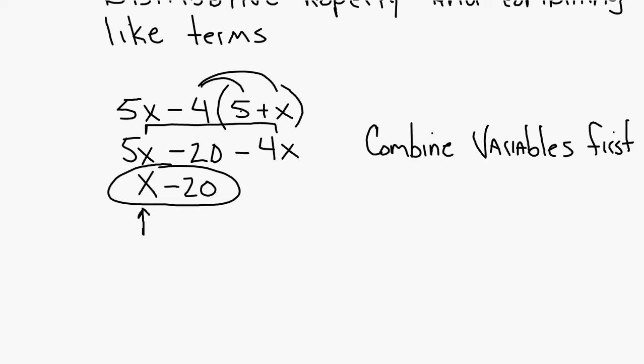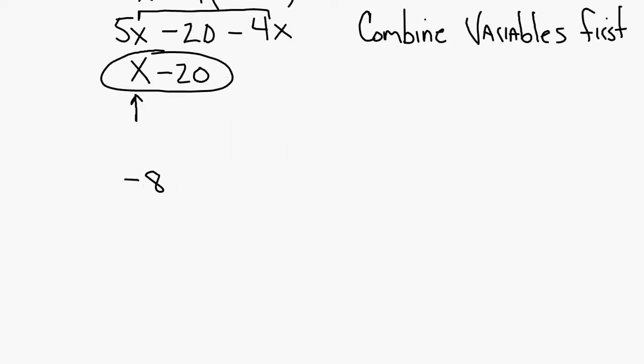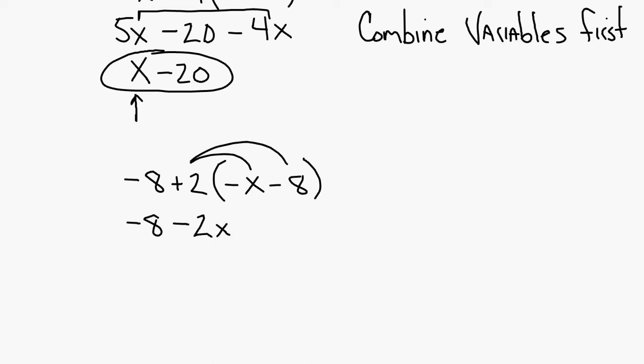And from there, the problems will just progress. -8 plus 2, and then in parentheses, a -x minus 8. Again, you're going to do the distributive property first, so this -8 just gets rewritten. The 2 times the -x is -2x. And the 2 times the negative 8 is negative 16.